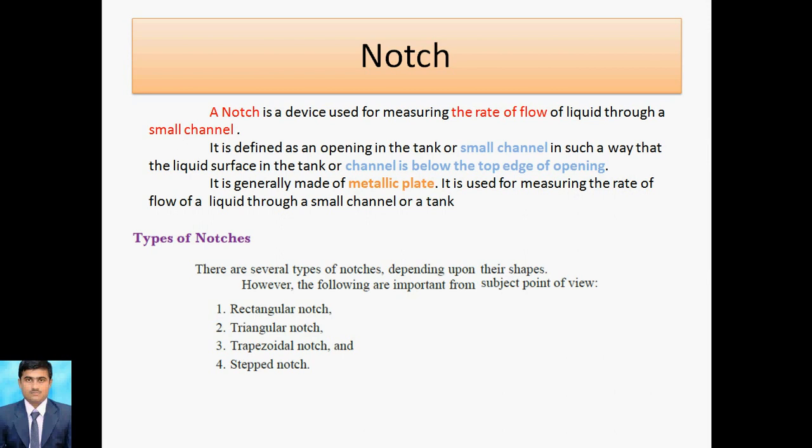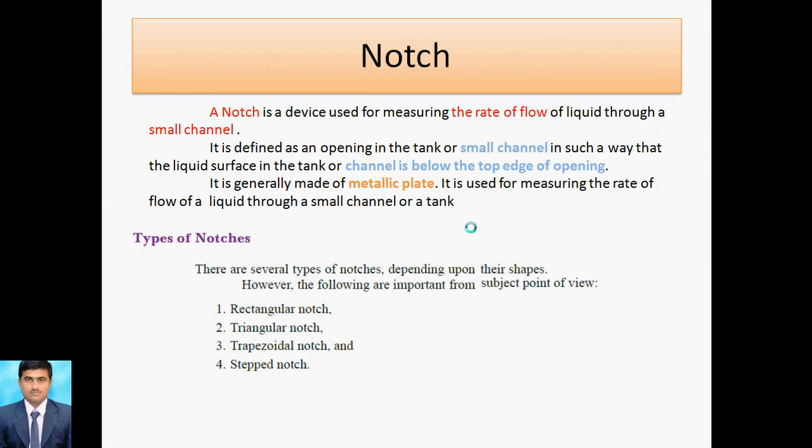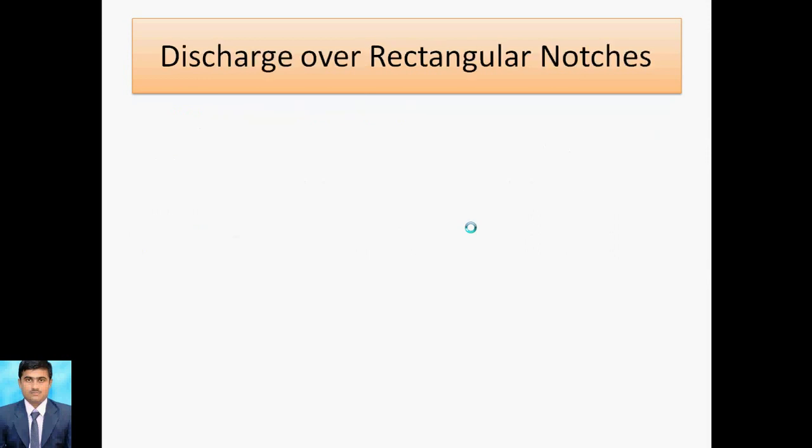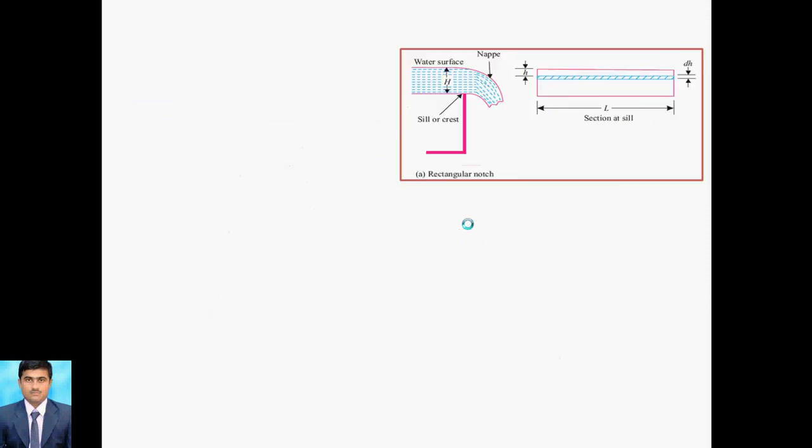There are several types of notches available in the commercial area. First of all we decide depending on the shapes. The first is the rectangular notch, second the triangular notch, third the trapezoidal notch, and the last one is the stepped notch. First of all, we look at the rectangular notch. So how do we find the discharge with the help of a rectangular notch?